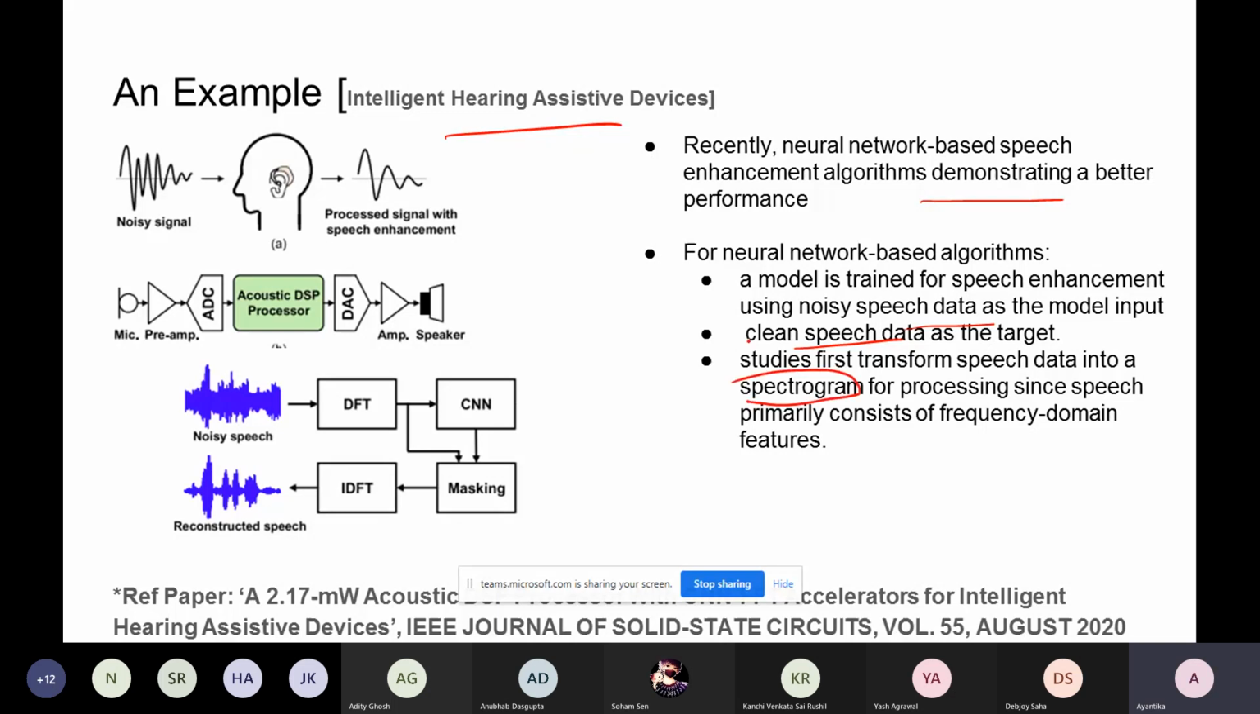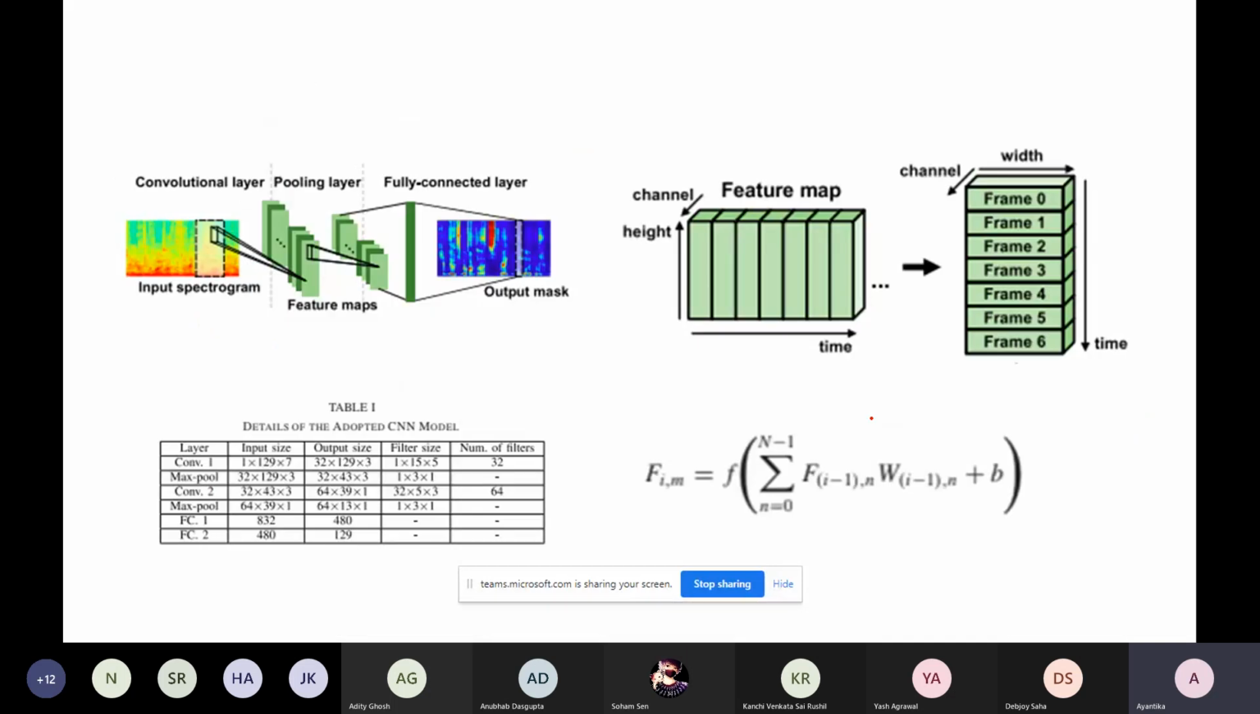Let's consider it some form of signal. If you are from a domain other than electrical, maybe you are not very habituated with this spectrogram. We will think of it as some form of input for processing, since speech primarily consists of frequency domain features. So this is your input spectrogram.